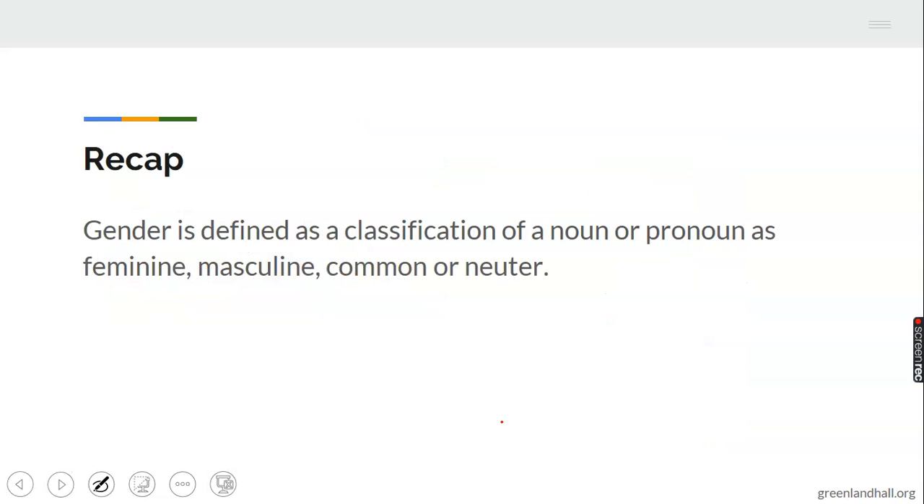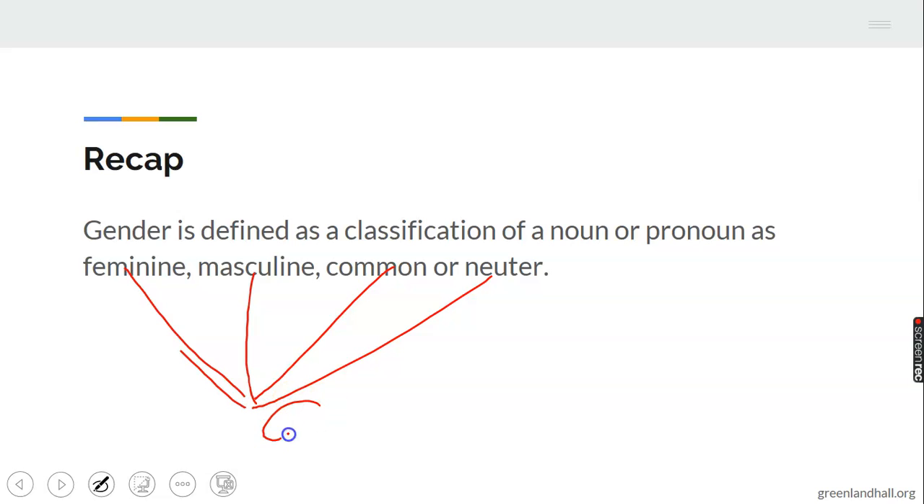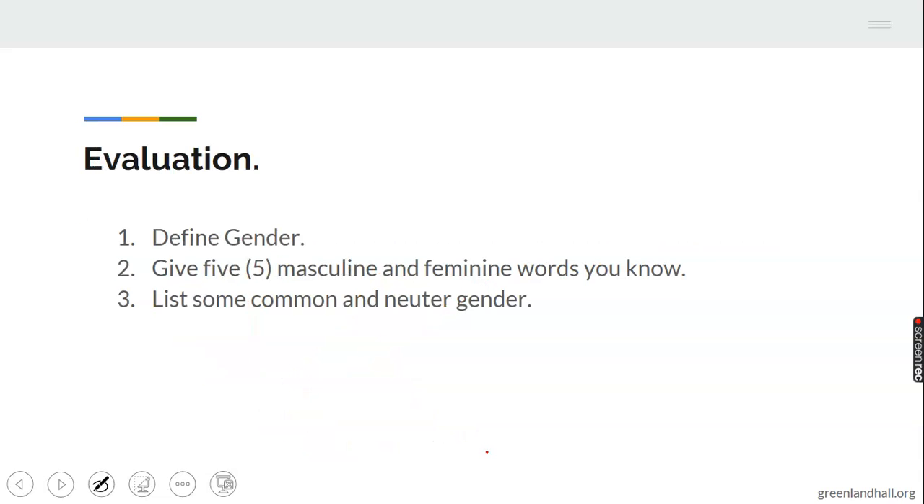Okay. Now, what have we learned today? Gender is defined as a classification of a noun or pronoun as feminine, masculine, common, or neuter. Take note of that, the four basic. Feminine, masculine, common, neuter. They are the four forms of gender that we have.